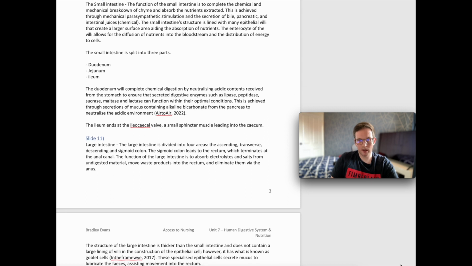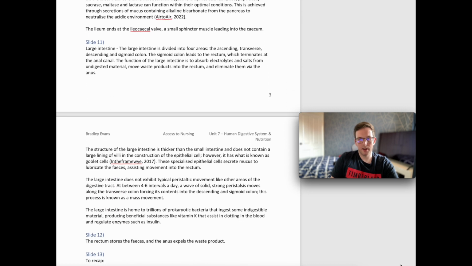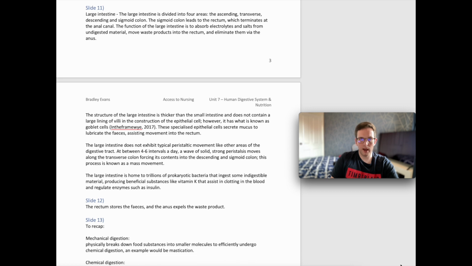Then I move on to the next slide, large intestine. The large intestine is divided into four areas: the ascending, transverse, descending, and sigmoid colon. The sigmoid colon leads to the rectum, which terminates at the anal canal. The function of the large intestine is to absorb electrolytes and salts from undigested materials, move waste products into the rectum, and eliminate them via the anus.